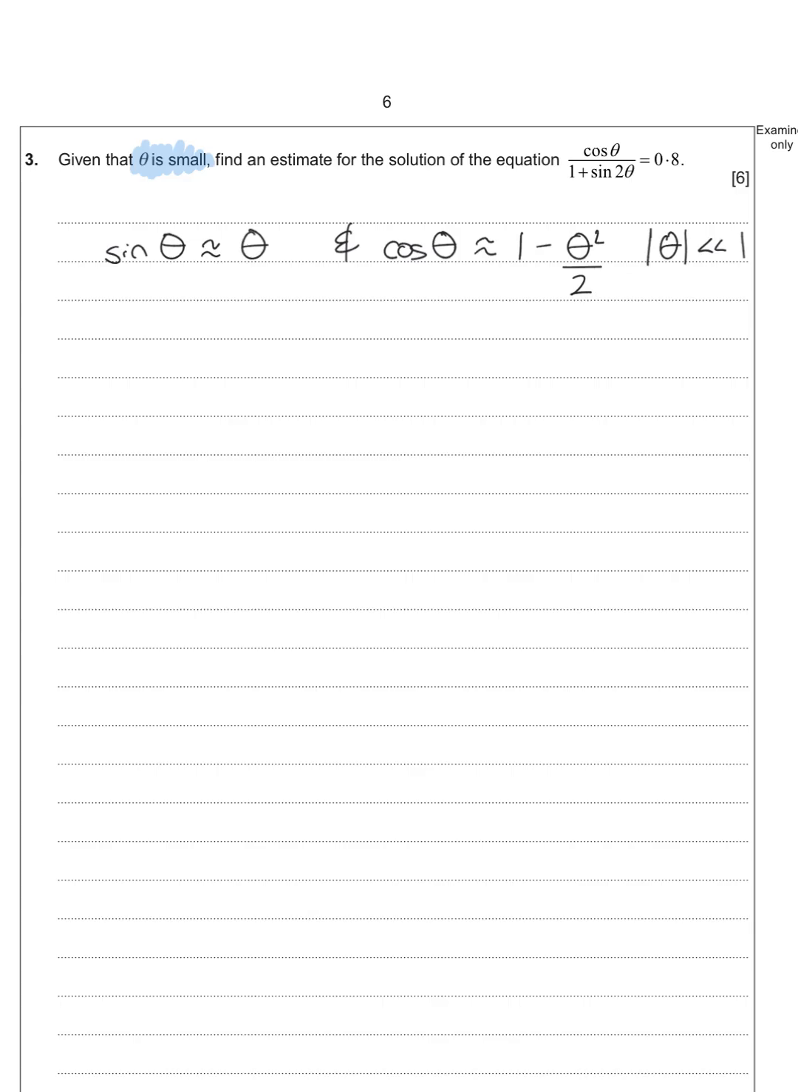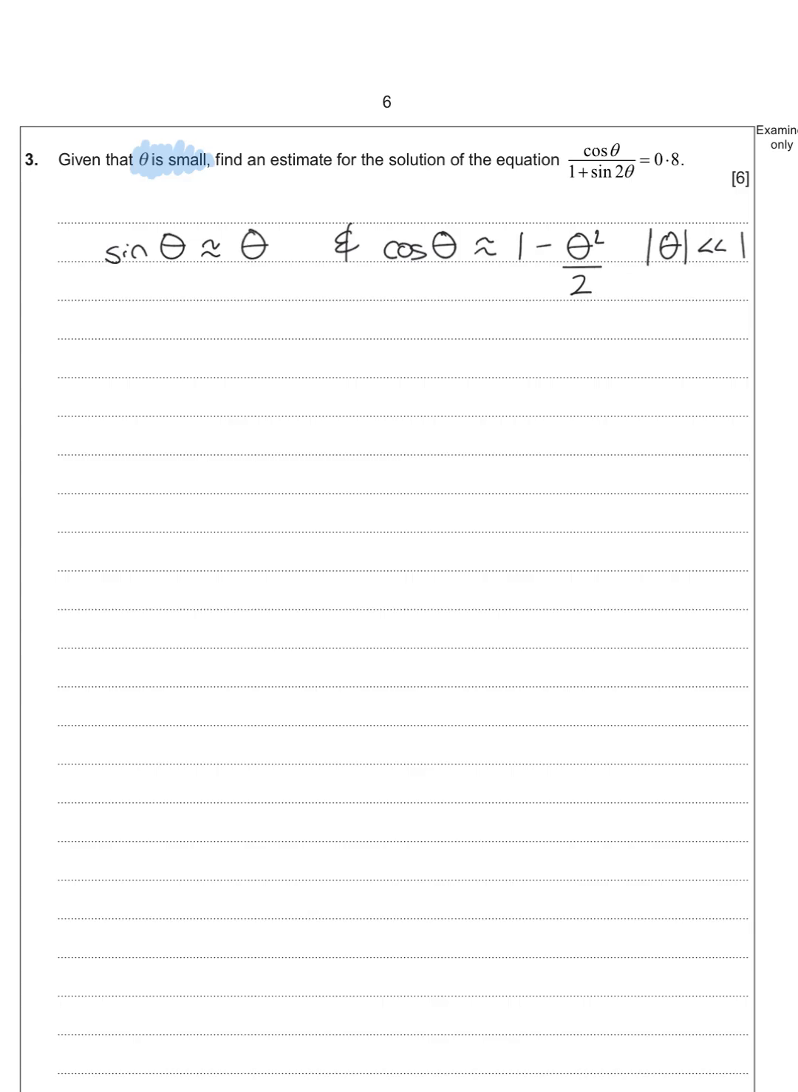So I'm going to have 1 minus theta squared over 2. Now I know students don't generally like fractions on top of fractions. For some reason I can't draw this part of the line there. And then 1 plus, well, if sine theta is approximately equal to theta, then sine 2 theta is approximately equal to 2 theta. And I've got that equal to 0.8. So I'm going to multiply through by the 1 plus 2 theta. So 1 minus theta squared over 2 equals 0.8 plus 1.6 theta.